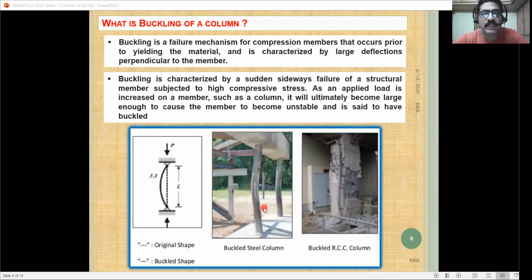If you see that example in the picture I showed, there is a steel column and a concrete column, both are there, right? In the steel column, what happens is the load is compression only.